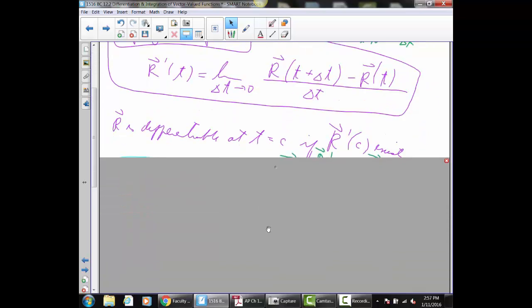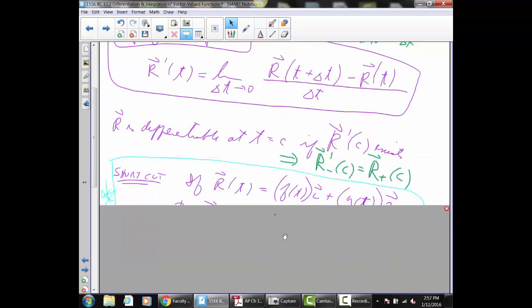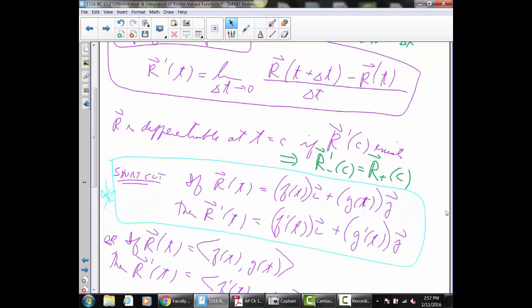R is differentiable at c if r prime of c exists, which means the derivative from the right equals the derivative from the left. This is all the same stuff that we did for real valued functions. So here's the shortcut rather than doing the whole limit definition.